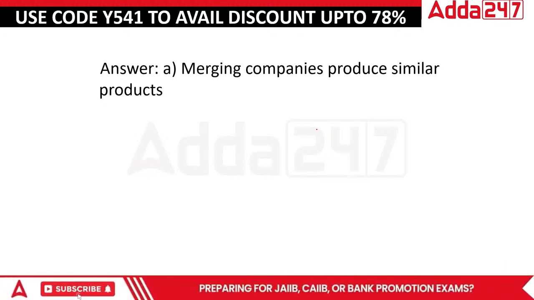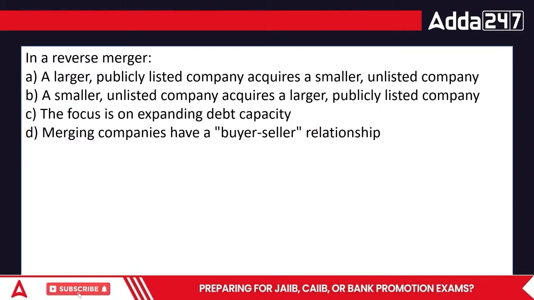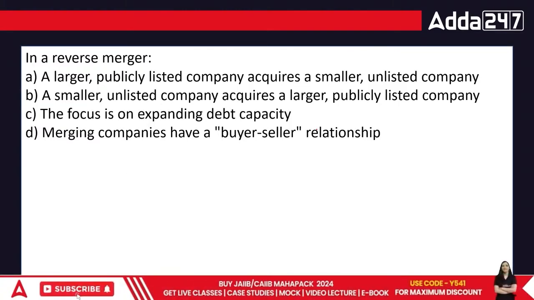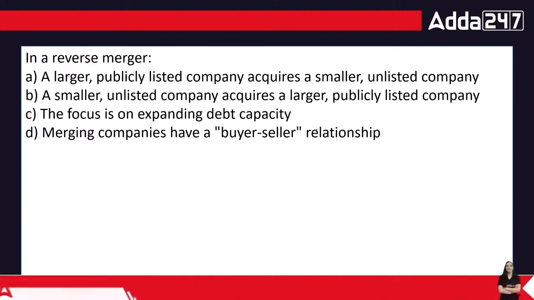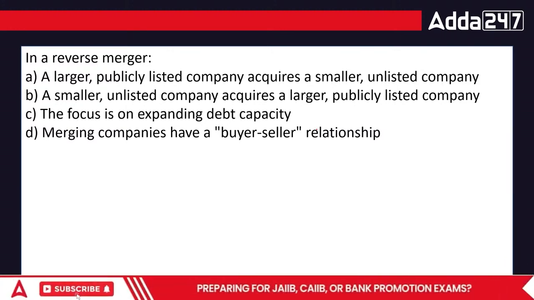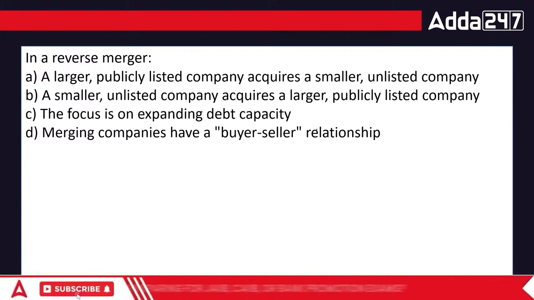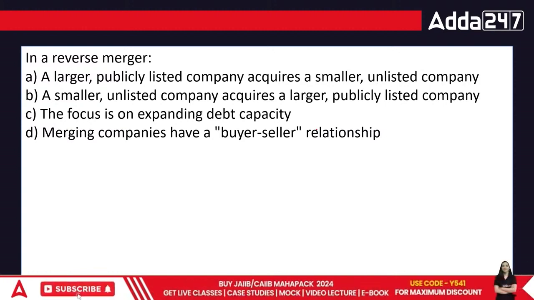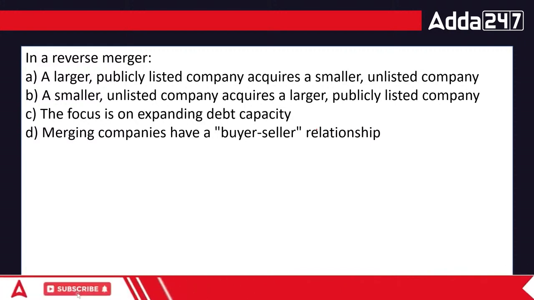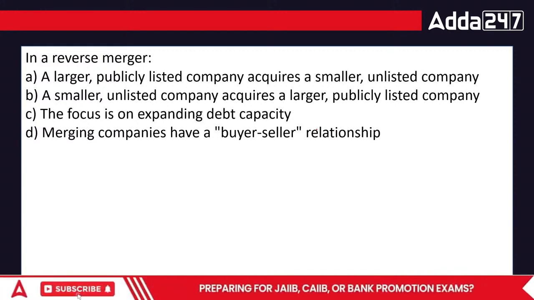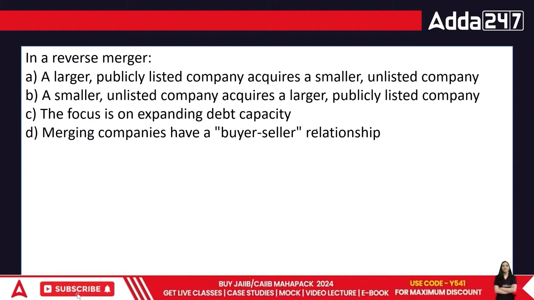Then comes the next point. What is a reverse merger? Oh, we have just discussed it. A large publicly listed company acquires a smaller one. Smaller one buys a larger one. The focus is on expanding debt, or merging companies have a buyer-seller relationship. They do, but actually merging is basically not buyer and seller. They're two equals coming together. In terms of a reverse merger, the smaller fish will eat the larger fish, because the larger fish has a reach which the smaller doesn't have.